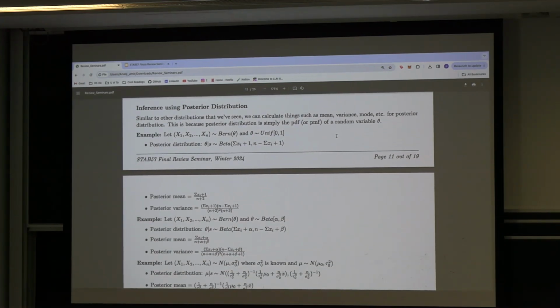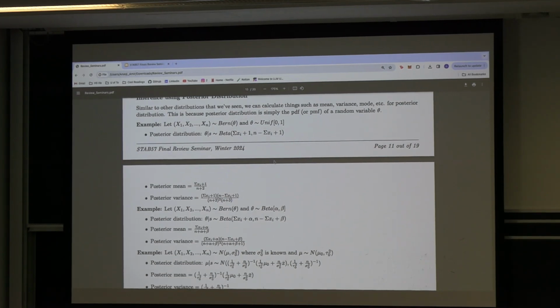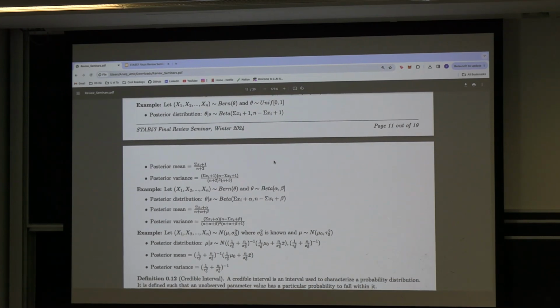So now that we have a better understanding of what the posterior distribution is, we can run some inferences on it. Just like anything else that you've seen in the course about distributions, you can find the mean, you can find the variance, and all of these things. The same thing applies to the posterior distribution. We'll go through some of the examples that you probably have seen before.